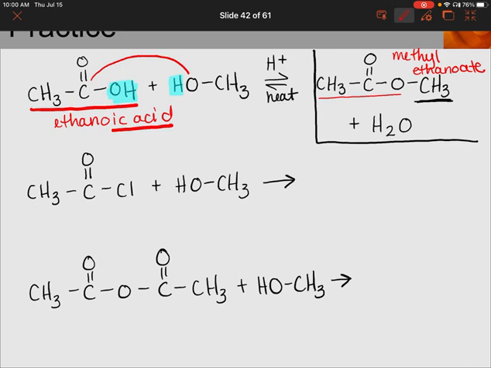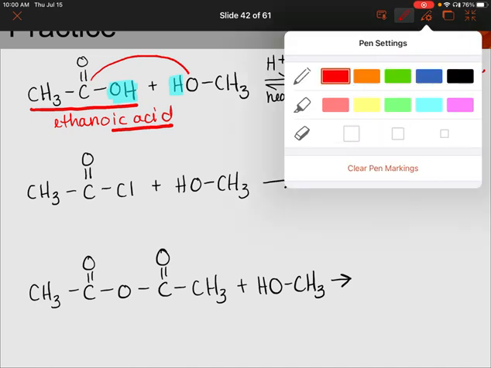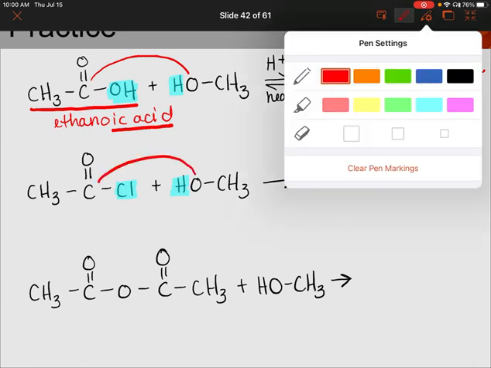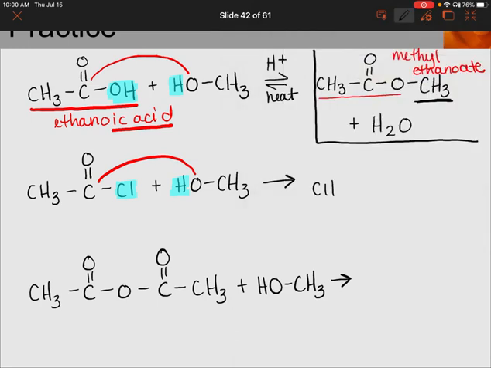All right, let's look at our second reaction. We've got an acid chloride and an alcohol. So this time, instead of a water molecule, we're forming hydrochloric acid. And then the other components will team up together. So we actually end up forming the same ester, methyl ethanoate. But this time our byproduct is hydrochloric acid.